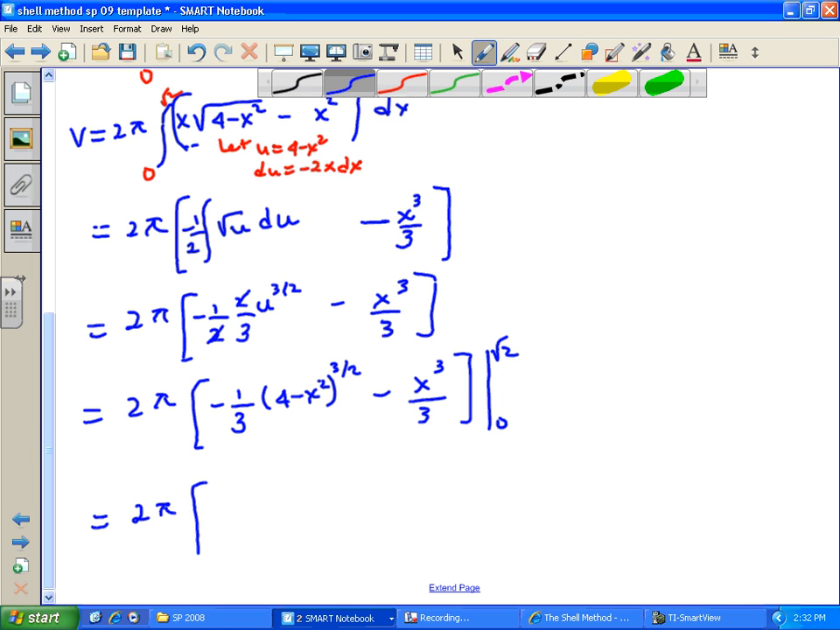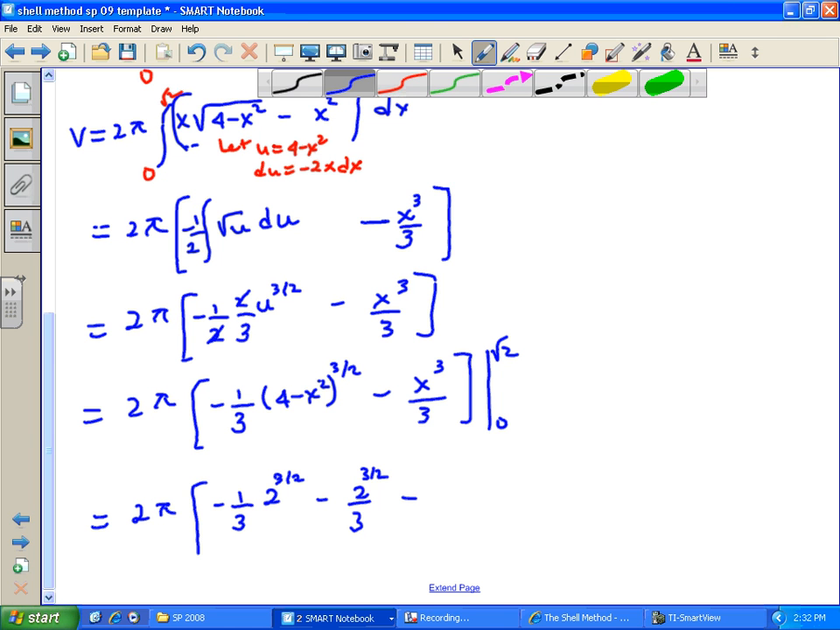Starting with the upper limit of root 2, we plug that in. We're going to have negative a third times 4 minus root 2 squared, which is 2. So 4 minus 2 is 2 as well. 2 to the 3 halves minus root 2 to the third is also 2 to the 3 halves.